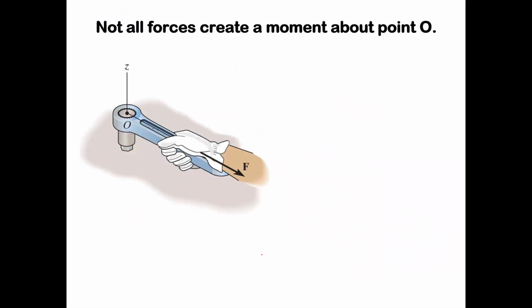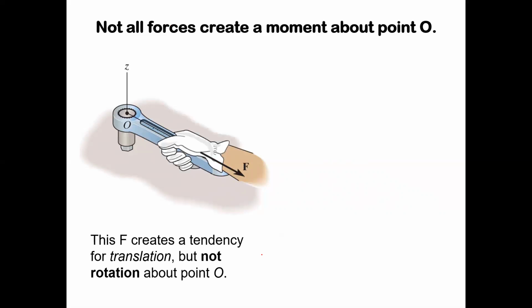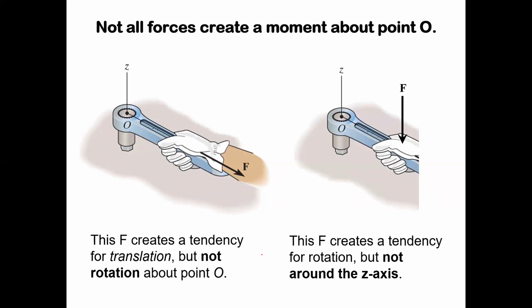Not all forces are created equal. If you use the wrench in this way, would you be able to loosen the bolt? No, there's no twisting force at all. You're just pulling the bolt. You're going to break something, and it's not going to actually loosen it. That creates a tendency for a translation, but not a rotation about O. What about this way? Is that going to cause a rotation about the z-axis? No, it's going to try to make it rotate, but not about the z-axis. It'll try to make it rotate about maybe the x-axis. But that's usually not what we want to do with bolts.